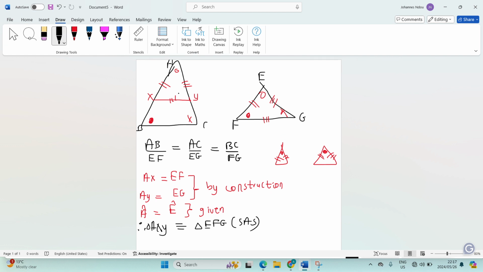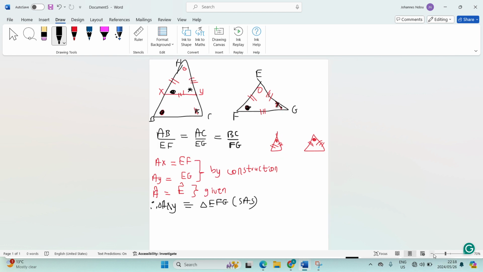Now if this triangle is the same as that other triangle, it means that this angle here must be the same as this angle, because the triangles look the same, and this one over here, which is also this one, must be equal to this one because the triangles are the same. Hence the circle is equal to that circle over there. Now what can we say? Well, we must say that angle AXY is equal to angle EFG. Okay, so I'm going to write it somewhere here. Let me zoom in my screen.